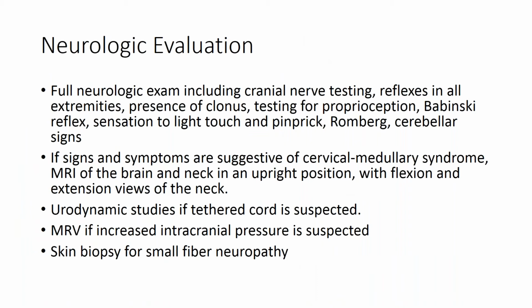The cranial nerves should be tested. We should be looking at reflexes in all the extremities. We want to look for clonus, which is a form of extreme reflex. We test for proprioception. In other words, are people able to tell where their joints and limbs are in space? So really a comprehensive neurologic examination.